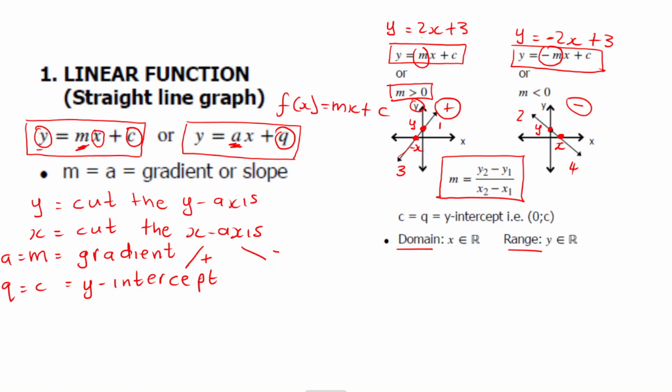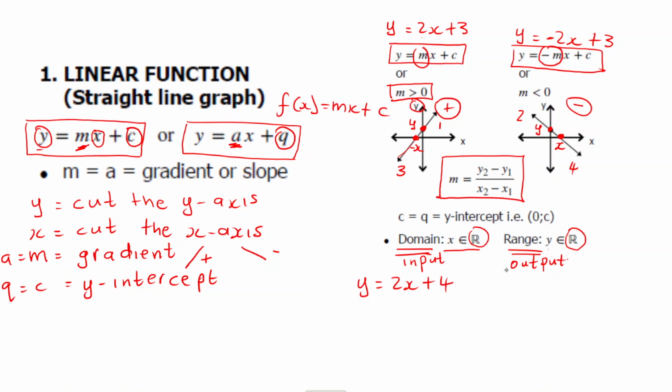Okay, the domain are all the possible x values and they must be real numbers. The range are all the possible y values and they must all be real numbers. In other words, the domain is like an input to your function and the range is like an output of your function. Let me give you an example. Let's say you are given the equation y equals 2x plus 4.